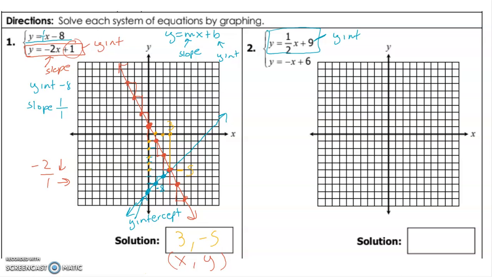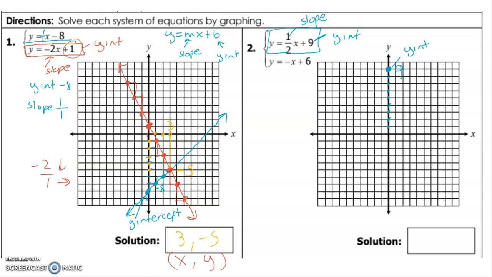So I'm going to go up on my y-axis. 1, 2, 3, 4, 5, 6, 7, 8, 9. Right here. So this point right here is at 9. And that's my y-intercept. Okay. And then from my y-intercept, I want to go ahead and use my slope to find additional points on the line.